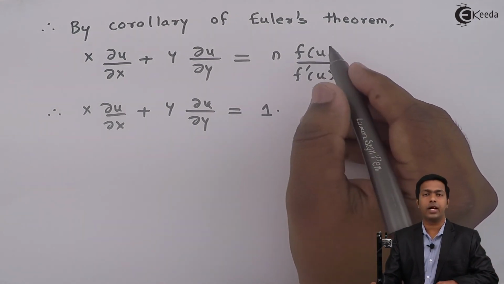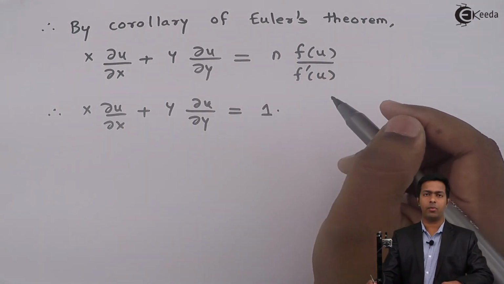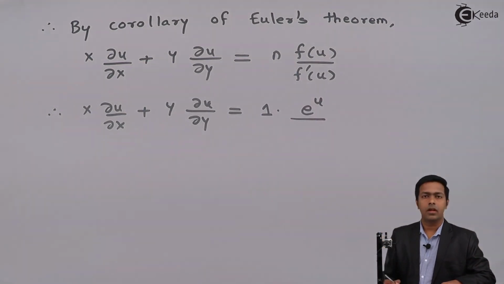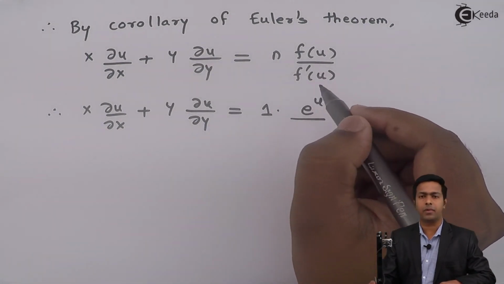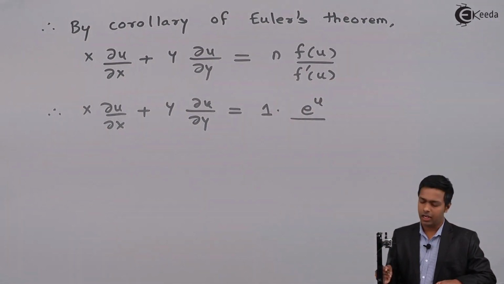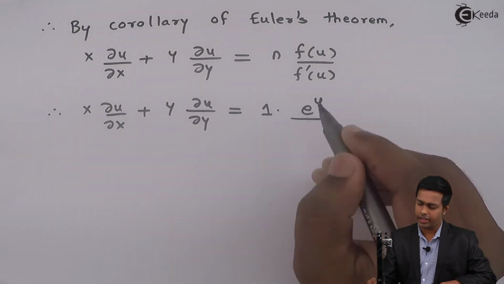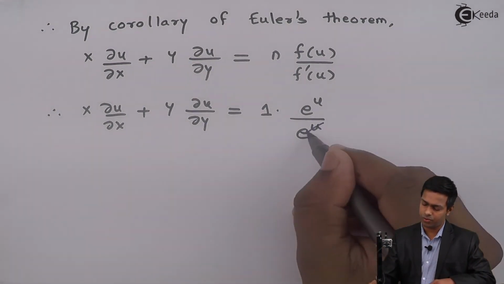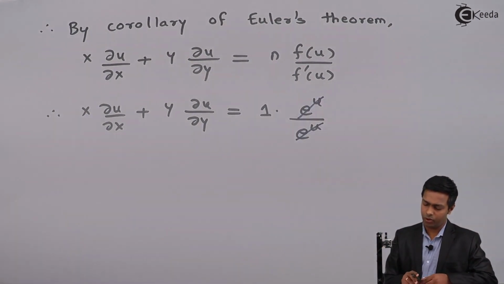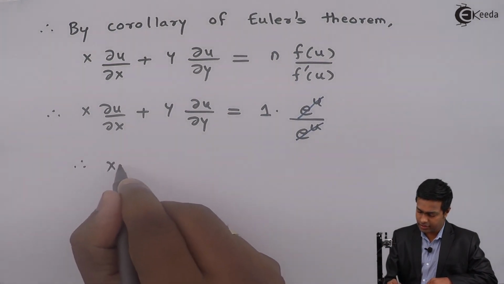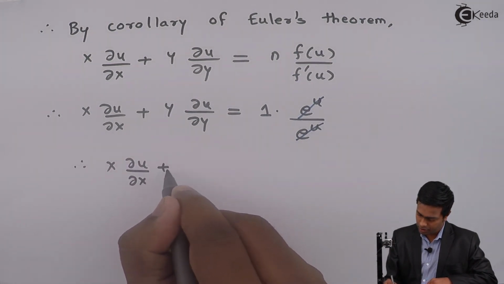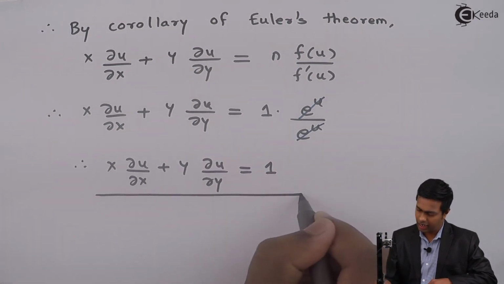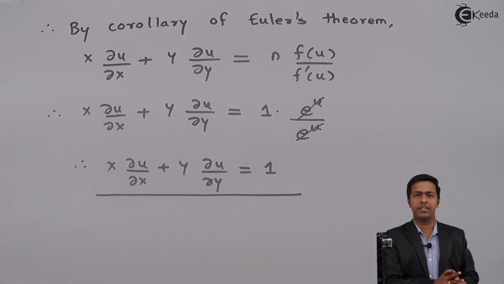Next, f of u is a function, and in our problem f of u is e raised to u. Next, f dash of u is nothing but the derivative of this function f of u, and the derivative of e raised to u is again e raised to u. So we can cancel this e raised to u. Therefore we will get x dou u by dou x plus y dou u by dou y equal to 1, and this is the required result. Thank you.